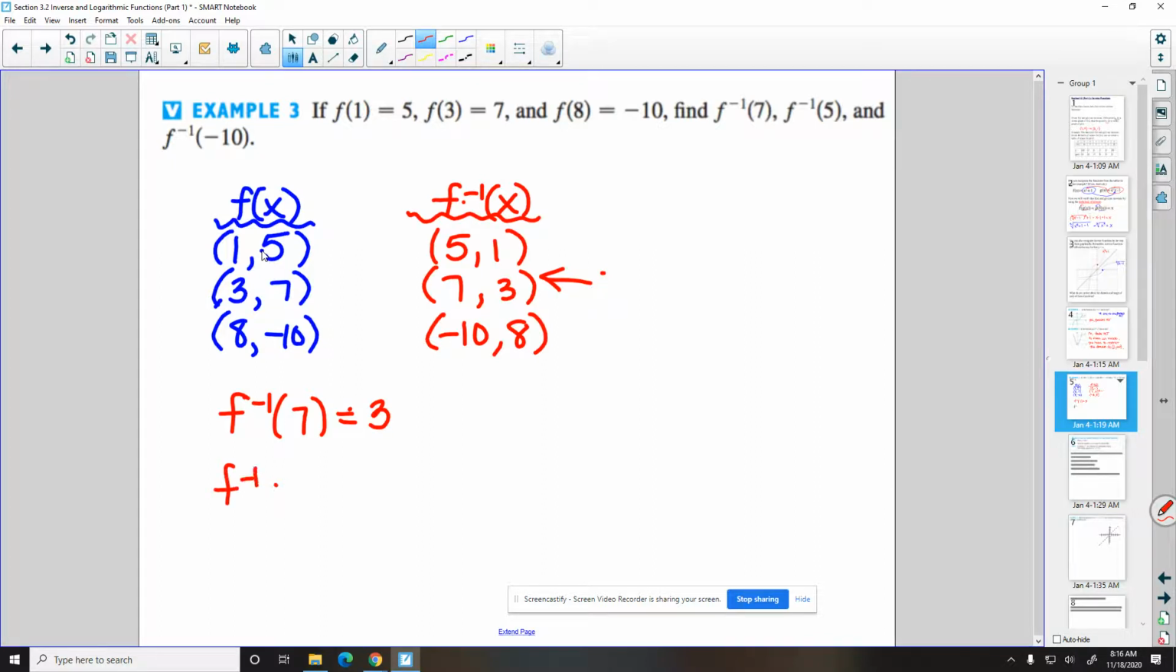Okay, what's the inverse at x equals 5? It would be 1. What's the inverse at negative 10? It would be 8. So all you're doing is you're flipping the points to find the companion points and listing the y values from those.